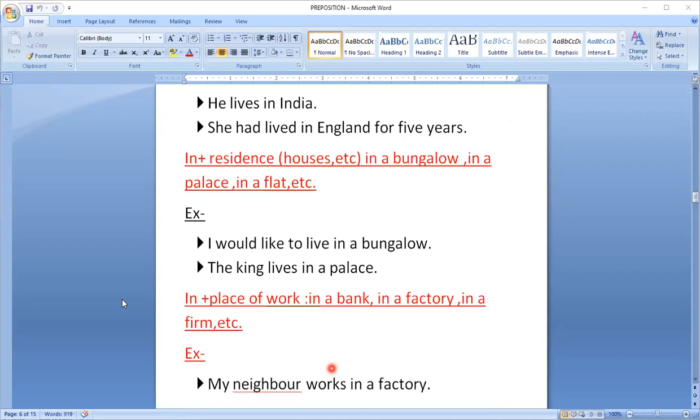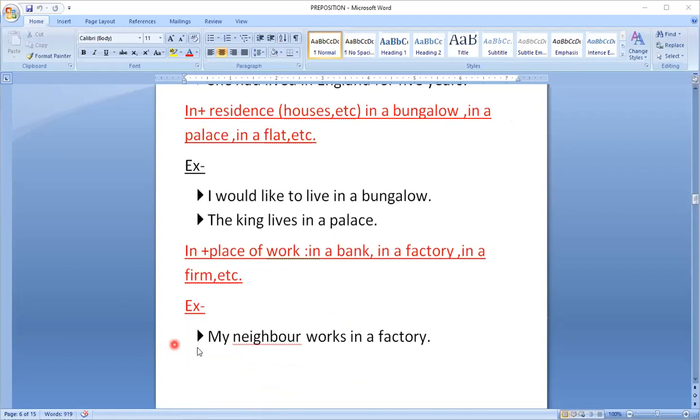Okay, so now in plus place of work, in a bank, in a factory, in a firm. Okay student, so we use in preposition. For example, my neighbor works in a factory. So मेरा जो पड़ोसी है काम करता है factory में. So here we use in preposition as a place of work. जहाँ पर वो जगह जहाँ काम करते हैं, in a bank है, जैसे factory है, as a firm है, we use in preposition before this place of work.